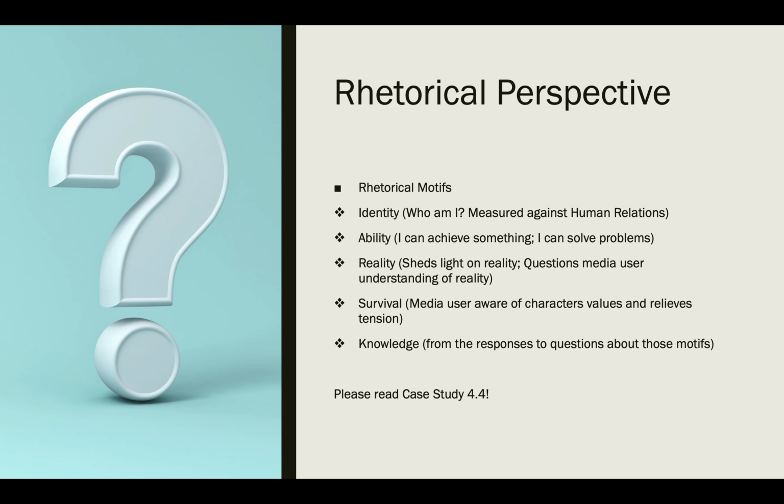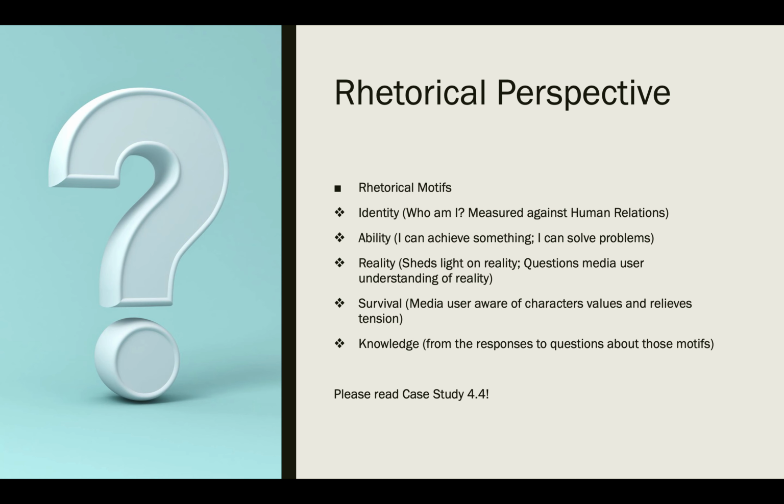Next is reality. Usually TV shows or entertainment products and media content shed light on reality and would question the media user's understanding of that reality, such as shedding light on the divorce of a married couple. And this would question us as media users: how do I feel about divorce? Lastly, the knowledge gleaned from all the responses to these questions about identity, ability, survival and reality is in itself liberating, pleasurable and gratifying.